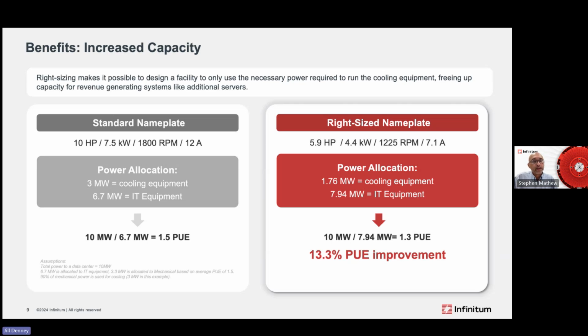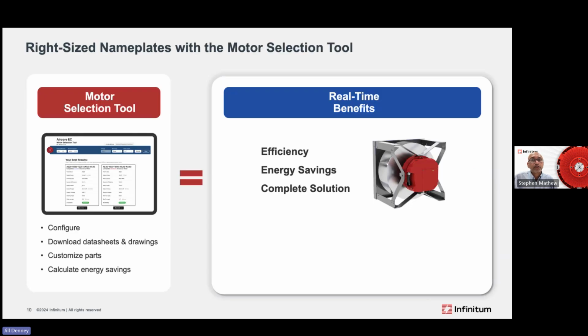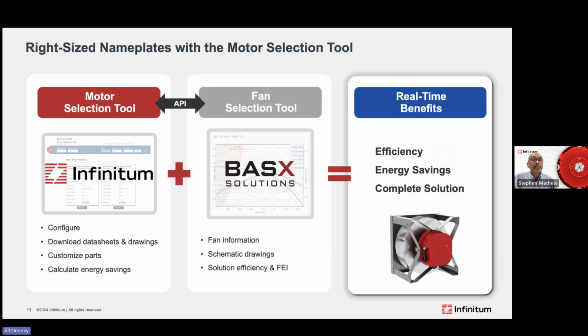Now that we have covered the benefits of right-sizing, let's talk about the tool that makes it all possible, the Infinitum motor selection tool. Our motor selection tool does more than just help with sizing. It generates detailed data sheets, drawings, customized parts, and it can even calculate the energy savings, along with a variety of other capabilities that Cam will also show you. OEM vendors can also use this tool to offer products that are truly right-sized for their customers, ensuring better performance and efficiency.